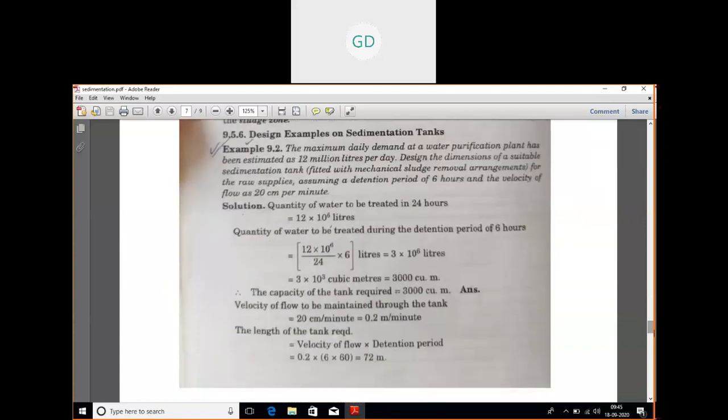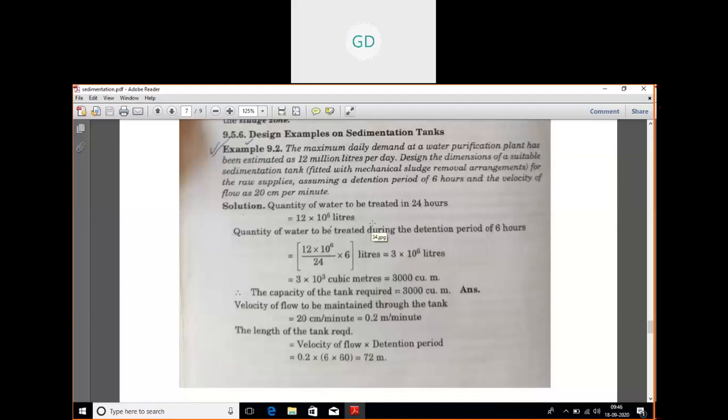So you see this numerical. The question is the maximum daily demand, which we have already learned. The maximum daily demand at a water purification plant has been estimated as 12 million liters per day. Design the dimensions of a suitable sedimentation tank for the raw supplies, assuming a detention period of 6 hours and the velocity of flow as 20 centimeter per minute.